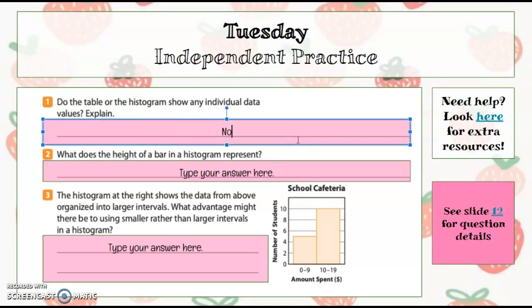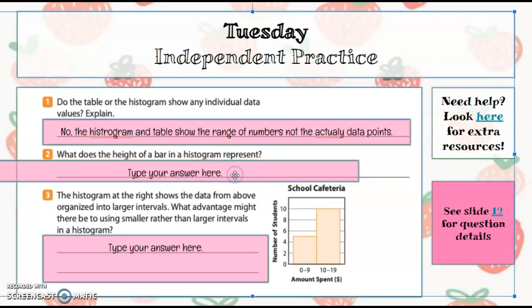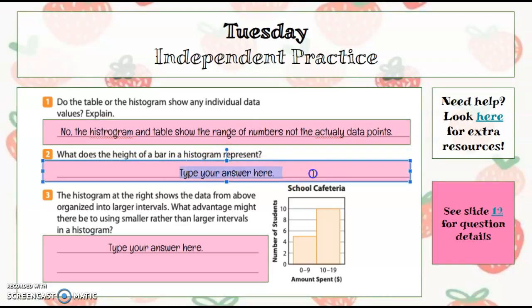Do the table and histogram show individual values? The answer to this is no. The histogram and table show the range of numbers, not the actual data points. What does the height of the bar represent? Well, it represents the number of students who fall between those ranges.